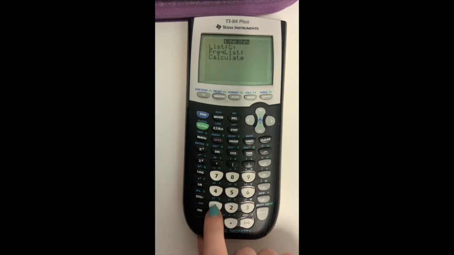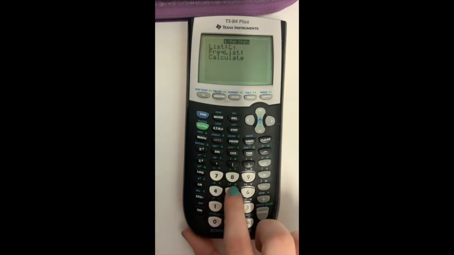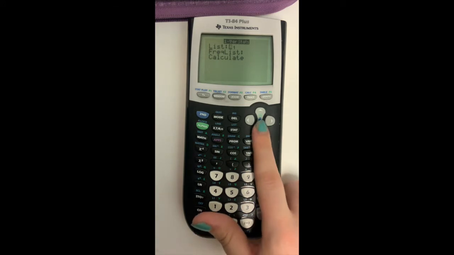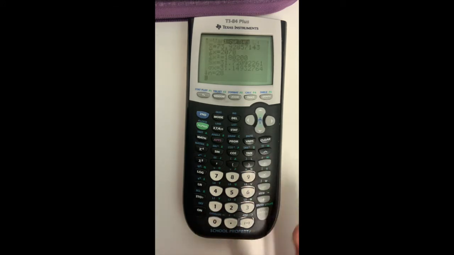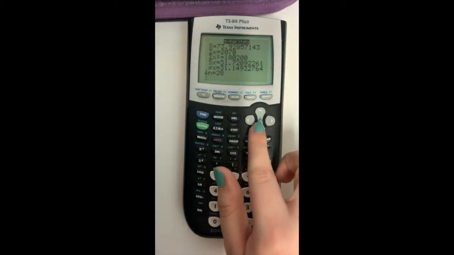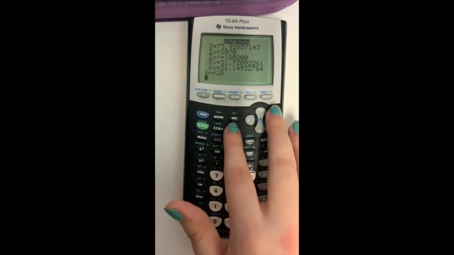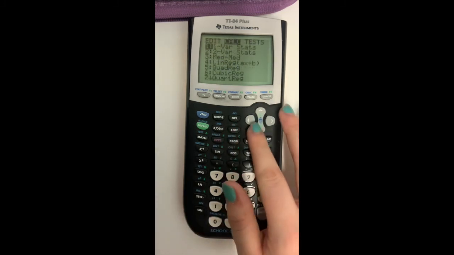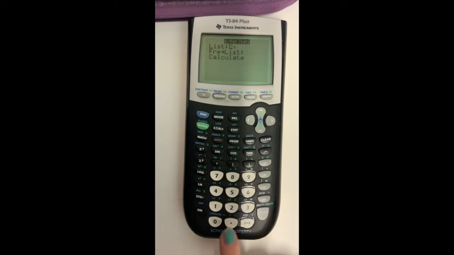I have L1 above 1, L2 above 2, L3 above 3, L4 above 4, L5 above 5, and L6 above 6. We only used lists 1, 2, 3, and 4. List 1 had our original data, so if I were to calculate that as is, that's our original data. There's our mean from our original data. If we want the measures from when we added 4 to each of those things, we have to go back over to calc, select that, and change this to be L2 because that's where our data is.